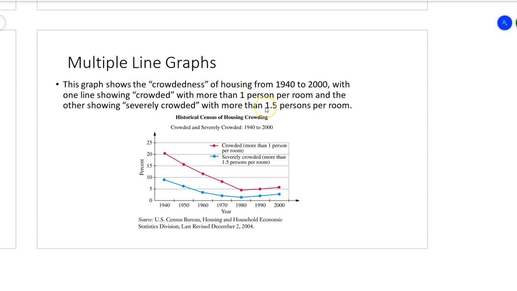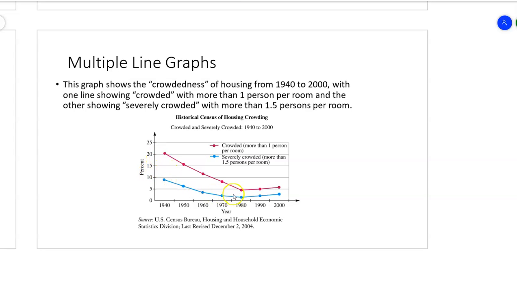Severely crowded is more than 1.5 people per room. So the blue dots are the severely crowded. So that's the 1.5 people on average per room. The red is just crowded. You can see that they start and end at different places. They never actually cross each other. They get closer as the years go by.